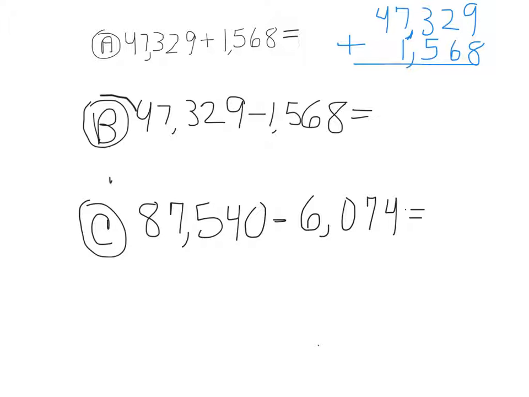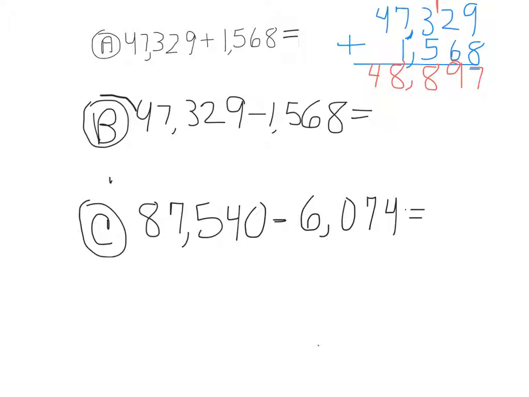9 plus 8 is 17. That's a 7, and I have to carry 1. 6 plus 2 plus 1, so 6 plus 2 is 8, plus 1 is 9. And I don't have to carry over any. I don't have to regroup. 5 plus 3 is 8. 7 plus 1 is 8. 4 plus nothing is 4. And there's my comma. So my answer is 48,897.